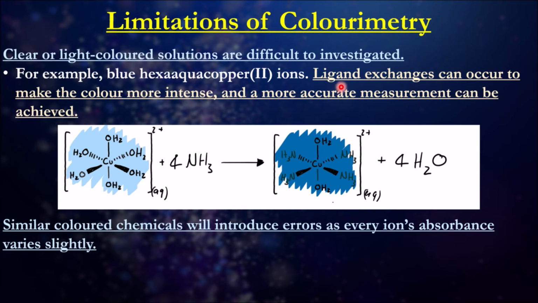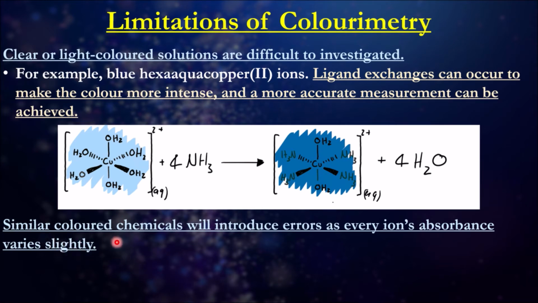So we can do ligand exchanges to make the color more intense. By making the color more intense, we get a more accurate reading because we can measure more specifically the amount of absorbance that's going through. So we can replace the water with ammonia, as you can see here, which gives it a much darker blue color.